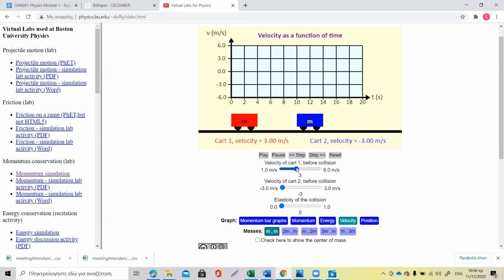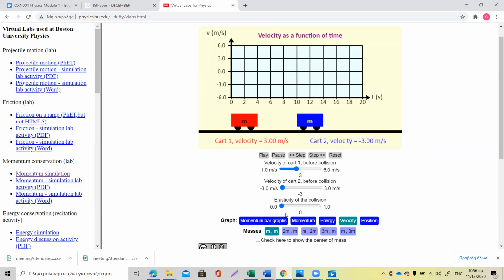We can take this bar and move it and adjust the velocity of the red one. Let's say 3 meters per second. It is supposed to be to the right. The positive sign indicates a direction to the right, to the positive x-axis. And you can put the other one to be -3, which means it moves initially, before the collision, in the direction of the negative x-axis.